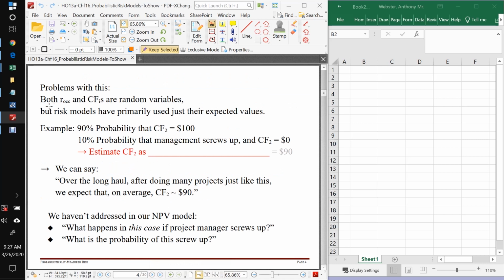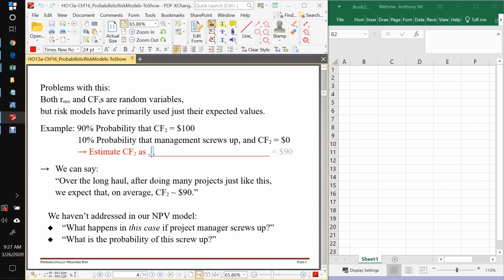Some of the problems with this are that our opportunity cost of capitals and our future cash flows are both random variables. And as I just pointed out, we've been using their expected values without thinking about their distributions, about their probability distributions. So, for example, if we were looking at stupid manager or project-specific risk, we would say something like we felt there was a 90% probability that a promised cash flow in 2 years was going to be 100, but in our view, there was a 10% probability that the management would screw up, and we would get, in this case, nothing.